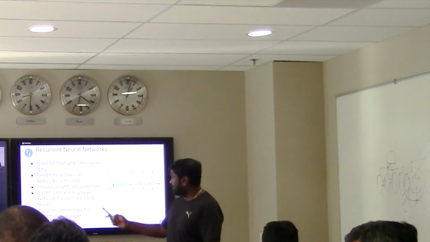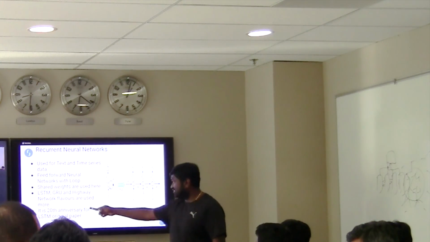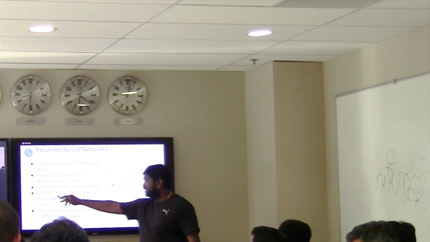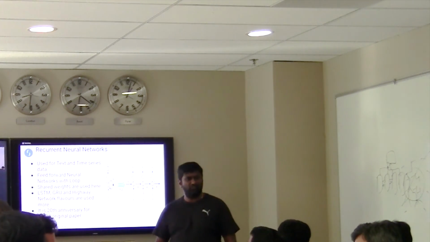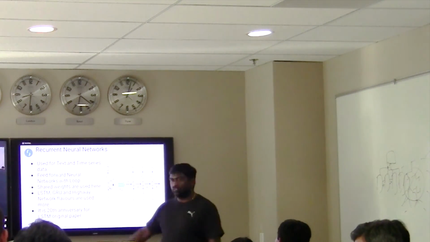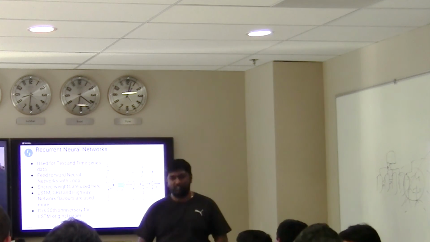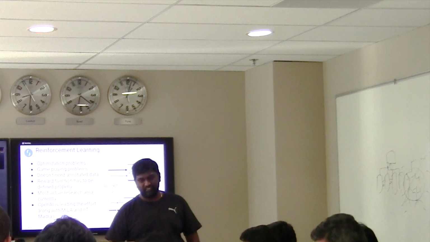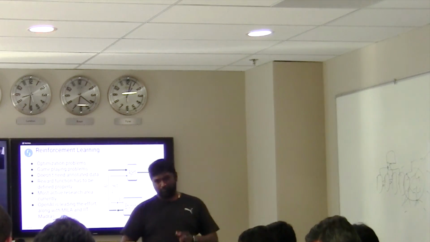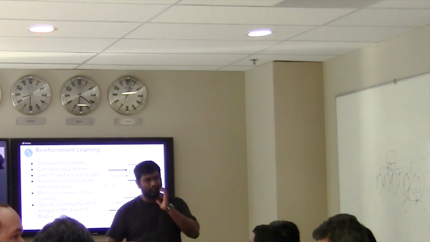So there are different flavors of recurrent neural networks. LSTM just had its 20th anniversary. GRU came out in 2014, I think. Highway Networks came out last year. Highway Networks came from the same lab as LSTM. They're pretty good ideas. So this is the trend right now.